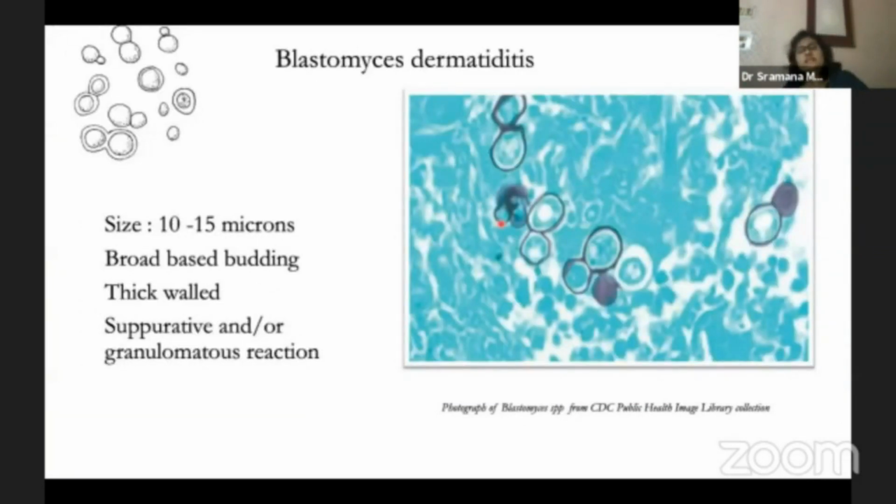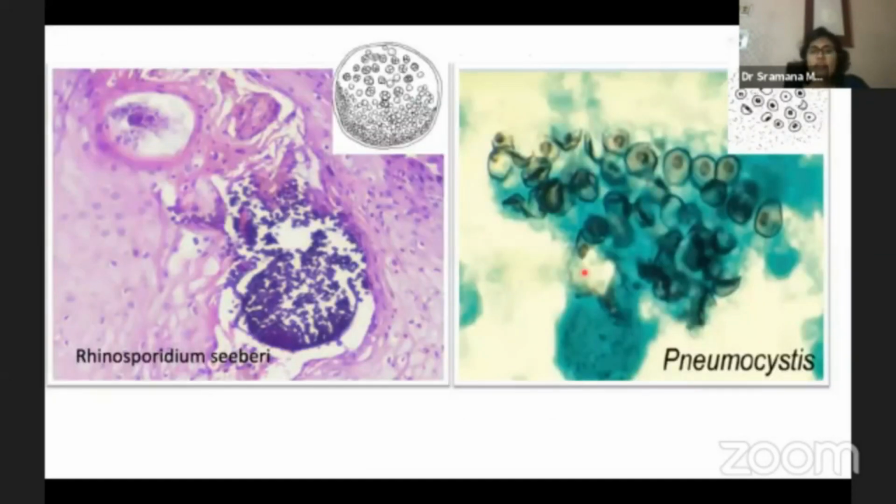Blastomyces dermatitidis is not common in this part of the world. I have not seen a case so far, but it is good to know what is an example of a broad-based budding. So here you can see these yeast forms which have a thick wall, and there's almost like a collarette from where you can see a budding. The yeast cells are also quite big. They're 10 to 15 microns, and they produce suppurative and or granulomatous reaction.